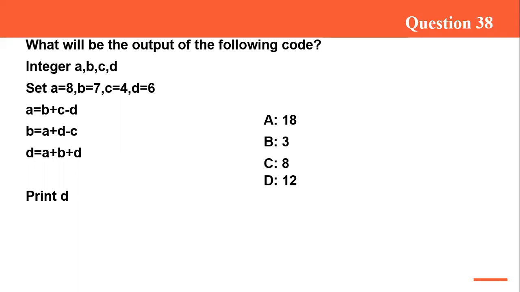If anyone didn't get it, A is equal to 8, B is equal to 7, C is equal to 4, D equal to 6 is given. A is equals to B plus C minus D. That means what? 7 plus 4 minus 6. So what is that? 7 plus 4 minus 6 would be 5, right? A value is updated as 5.